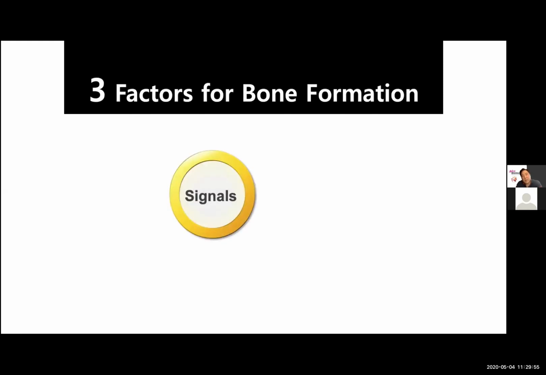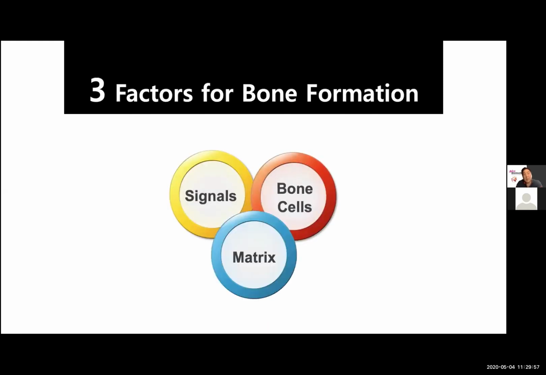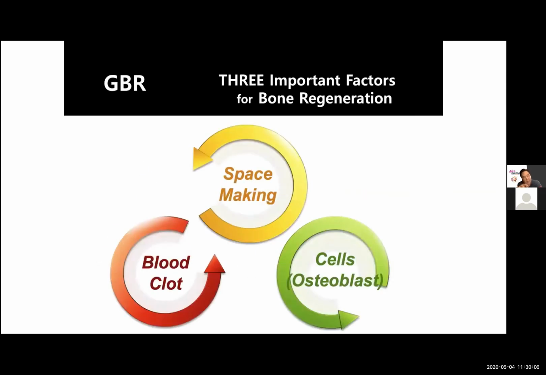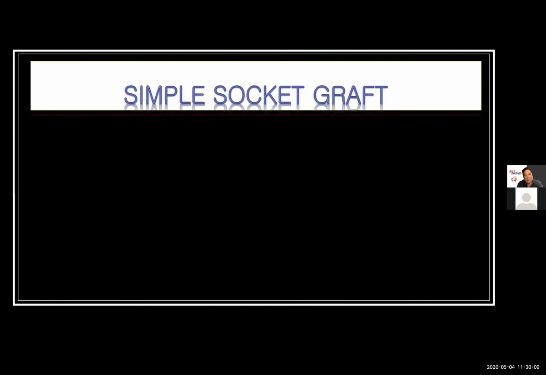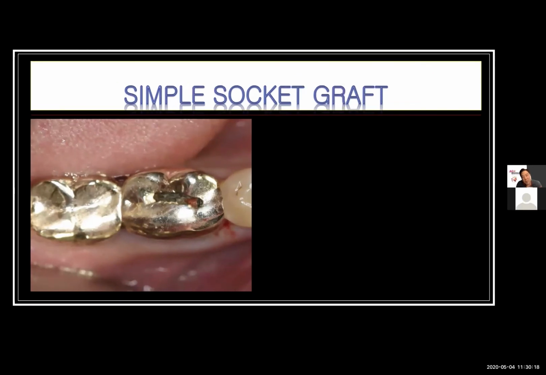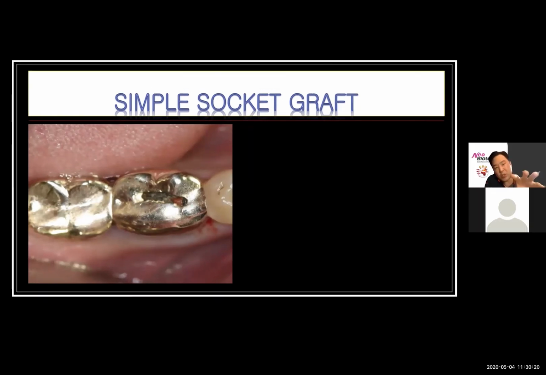So we have to understand that we need the signals, we need the cells, and we need the matrix that's going to allow us, with the correct environment, to give us that regeneration of bone. So we need those cells, the signals, and it all stems from that blood clot, having good blood supply. And so I want to show you this simple socket and understanding the treatment sequencing in terms of what the final goal is going to be and how we're going to come up with a treatment modality, a treatment plan that's going to give us both hard tissue and soft tissue predictability.